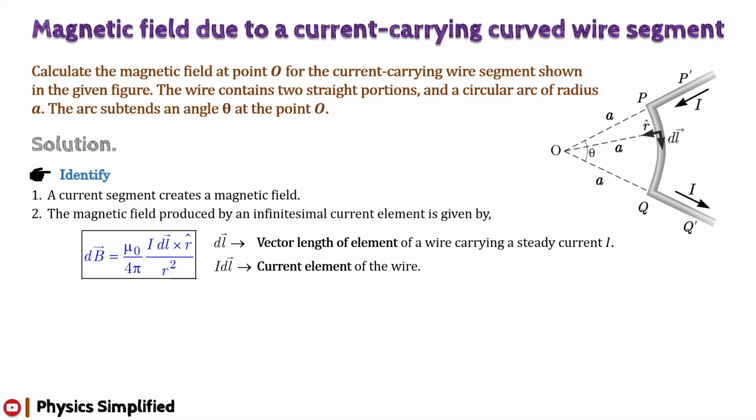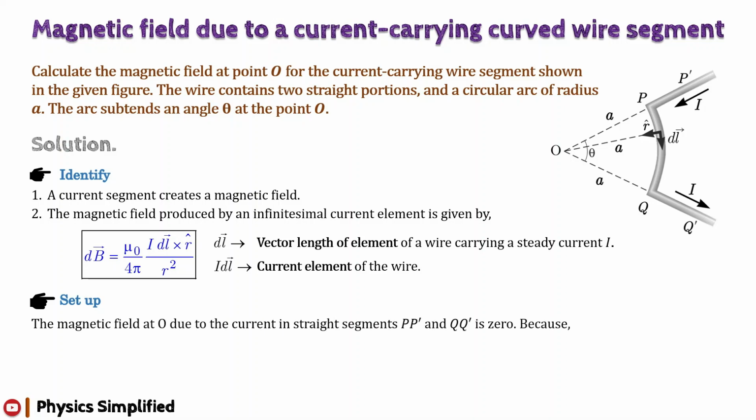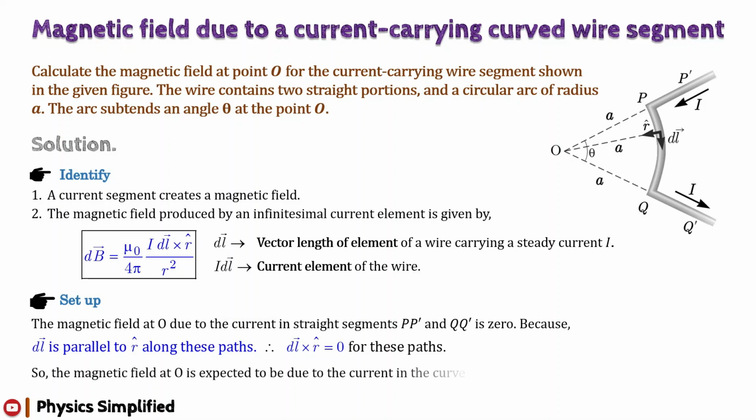Now, we will set up the procedures and final equation to solve the problem. We will consider the two straight segments of the wire, PP' and QQ', first. It must be noted that the magnetic field at point O, due to the current through these straight segments, is 0. This is because, for both these segments, vector dl and r hat are parallel to each other. So, if we carry out the cross product of vector dl and r hat, the result will be 0. Hence, we can expect that the total magnetic field at the given point O is only due to the flow of current through the curved portion of the wire.